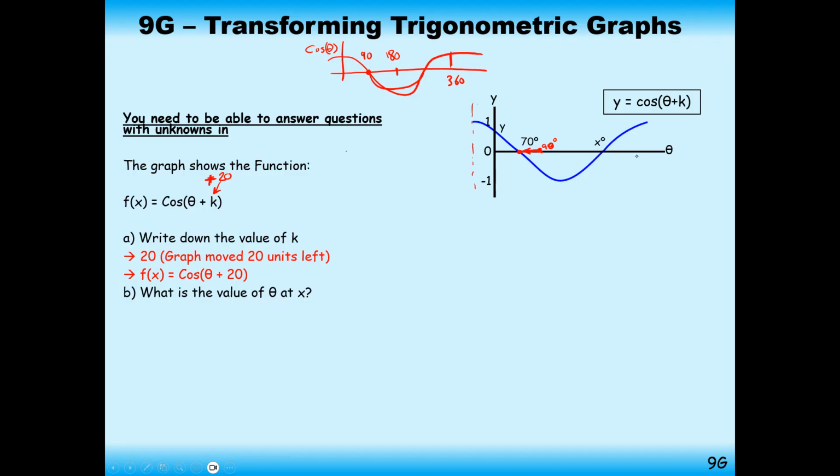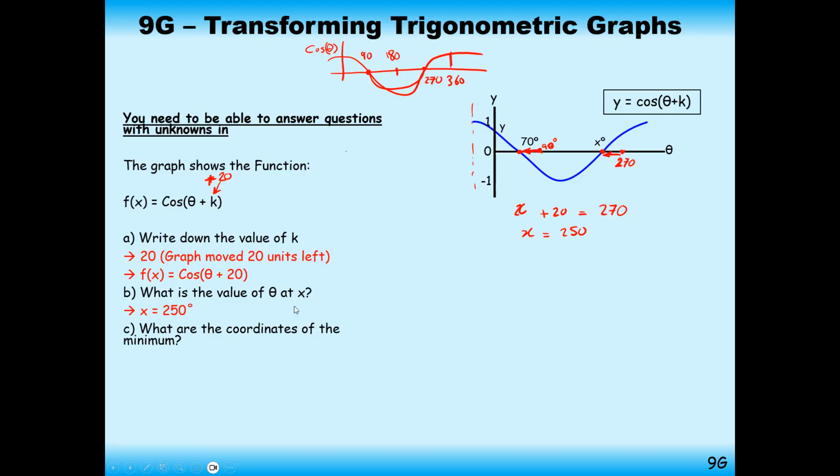Next we are asked to figure out what's the value of theta at x. X is the other point where the y value is 0. So originally that was 270. Now 270 was here, and now what is this? Well, this is 20 more, so 270 is the result of x plus 20. So x is 250. Okay, so that's the answer to part B.